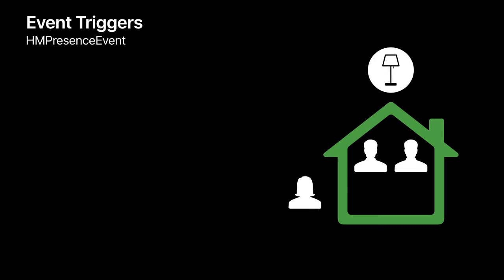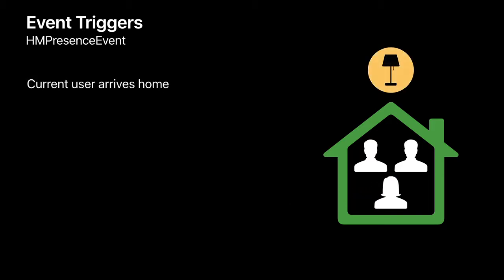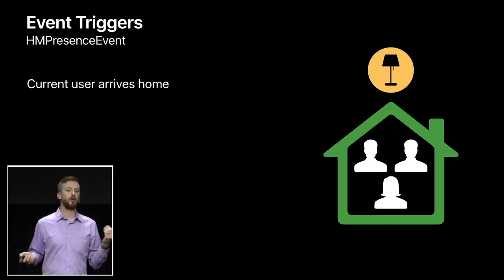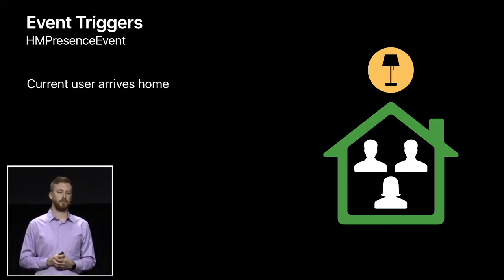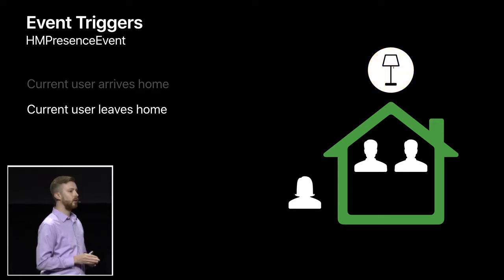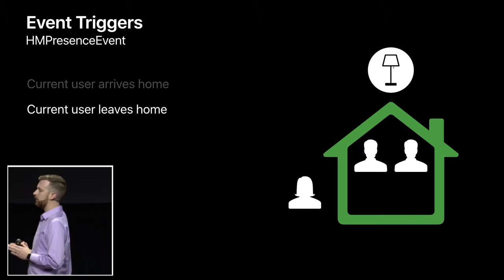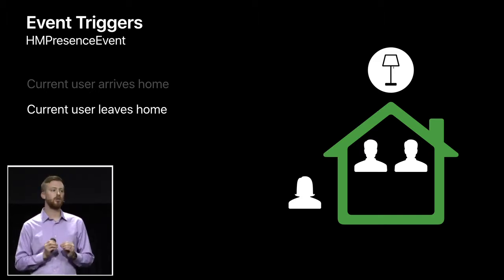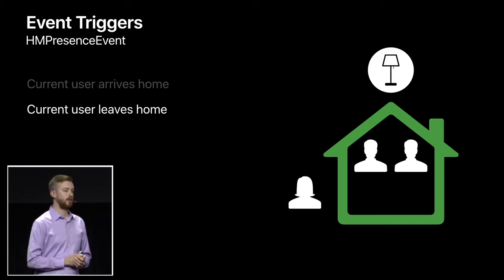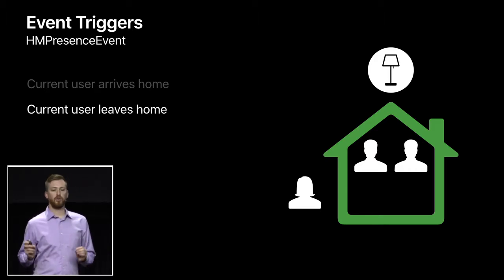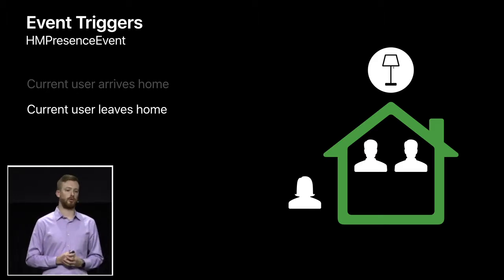First, when the current user, that's the device that we're talking about, arrives home. On the other hand, we can also support when the current user leaves home. Now these two don't replace, but they augment HM location events. But instead of tracking a single device, they now track a user. And we've also added support for multiple users of the home. In fact, all users of the home.